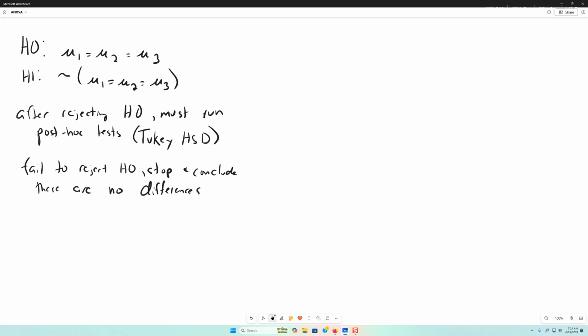So that's basically how the ANOVA works. The goal is to reject the null, then we say that the means are not the same. And once we reject the null, we can run our post hoc tests, like the Tukey HSD, honestly significant difference test. We can tell which groups are the same and which groups are different. If we fail to reject the null, we conclude all the groups are the same. There are no differences.